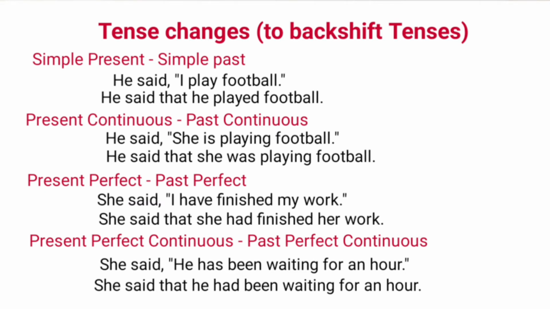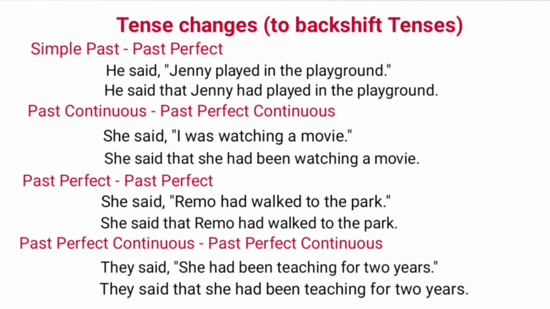If you want to study any of these tenses in detail, I have separate videos on each tense, and the link of playlist of these tenses is given above. Next tense change is from simple past into past perfect tense. Example, he said, "Jenny played in the playground." He said that Jenny had played in the playground. Here, played is converted into had played.